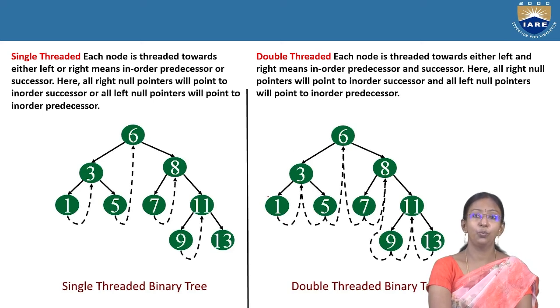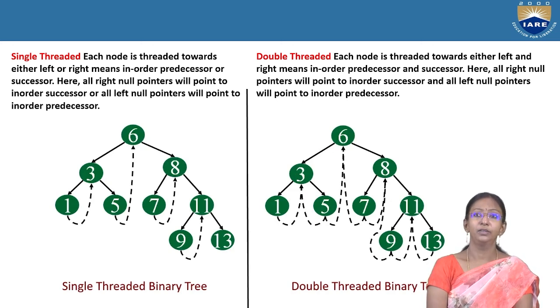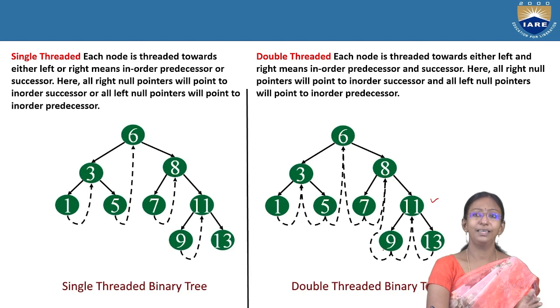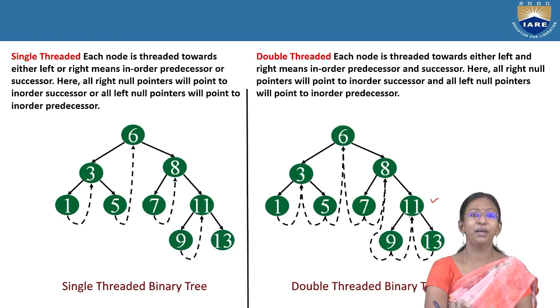So you can see that 1 and 5 are siblings, right? And their parent is 3. You can see that 1 as well as 5 are both threaded to 3, right? So coming to a random example, let me not narrate the whole thing. Let me take the example of 11. 11's left child is 9, which on the left side is threaded to its grandparent, which is 8, and on the right side it is threaded to its parent 11. Have a keen look at this one.